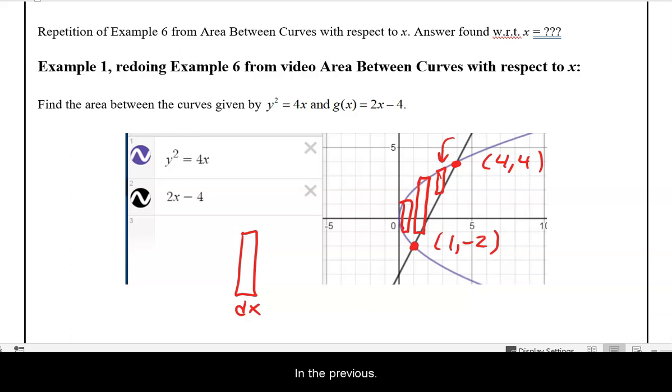In the previous video, when we solved this problem, we were looking for the area between the curves y squared equal 4x and g of x equals 2x minus 4. If you look at the rectangles drawn in a vertical orientation, that is, with respect to x, you can see that they change what they touch in the lower and the upper points, from the left to the right. That may mean that we will need to divide this into two regions in order to integrate with respect to x.